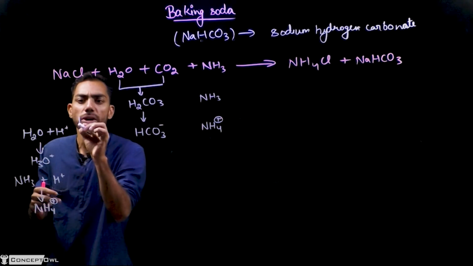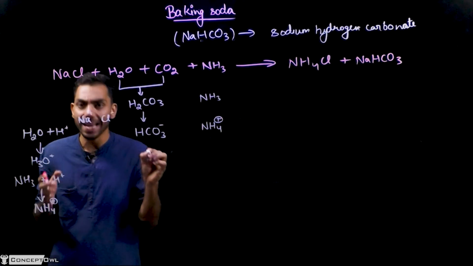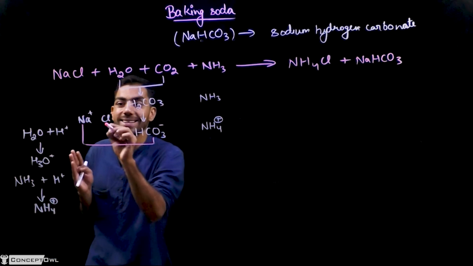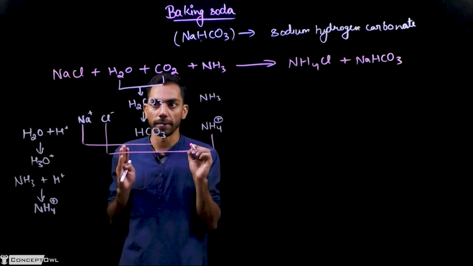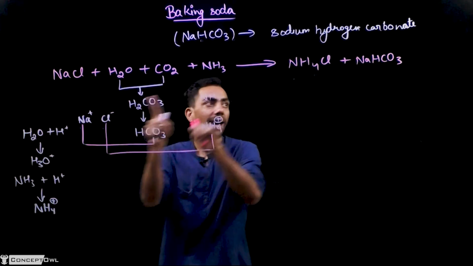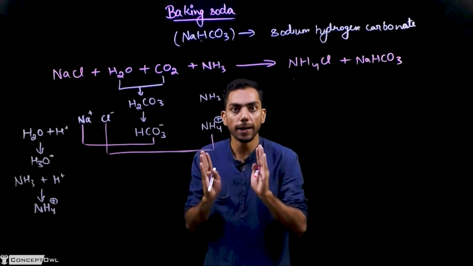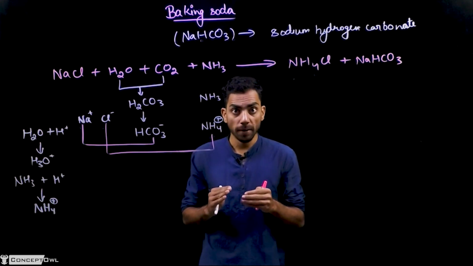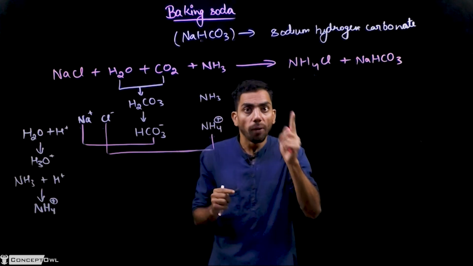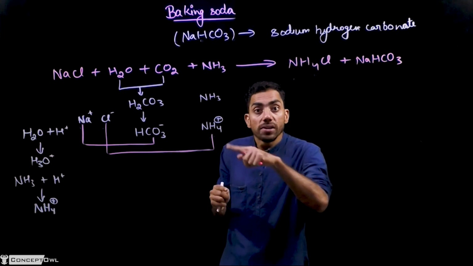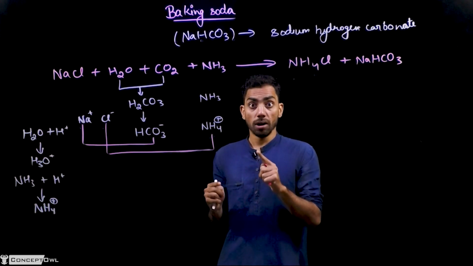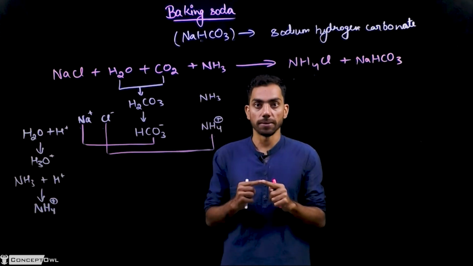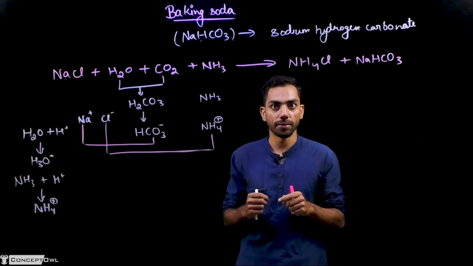Now in the solution you have Na plus ion also and Cl negative ion also. So Na plus ion will combine with HCO3 and Cl will combine with the ammonium ion. NH4Cl, NaHCO3. Simple, clear? Now there are so many uses for baking soda, and there is only one reaction on which all these uses are based. For all the uses, one reaction is responsible. What is that reaction? We have already discussed that reaction.